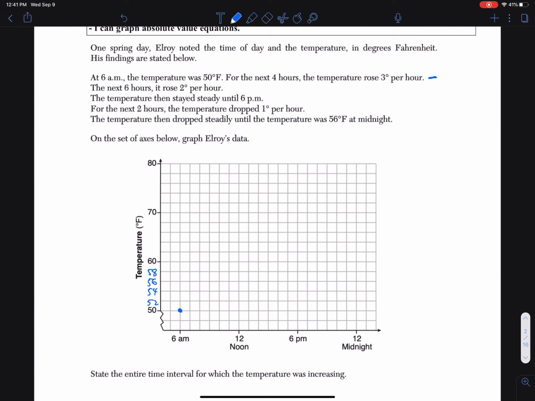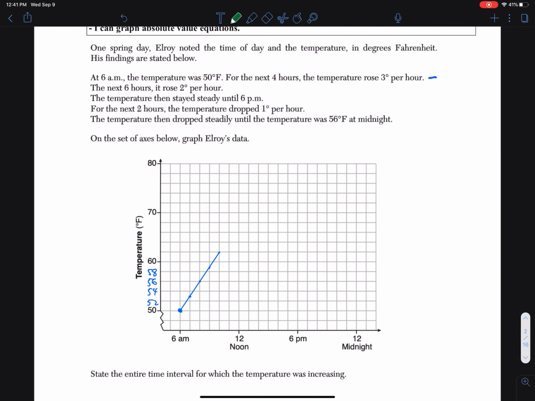For the next 4 hours, so from 6 a.m. to 10 a.m., the temperature rose 3 degrees per hour. 3 is not up 3 boxes, but each box counts as 2, so it'll be up a box and a half. So that'll be 7, 8, 9, and 10. Draw that line. So that's the first part.